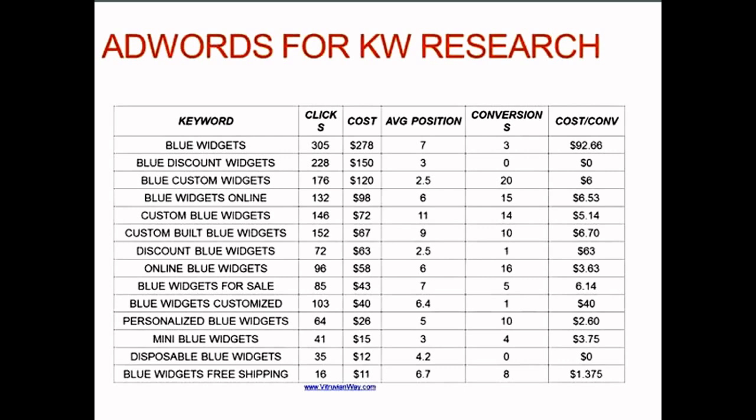If even 6, because remember, the lower you rank, the cheaper the clicks, the farther you can stretch that testing budget. So, sure, you could rank number one and get a lot of traffic really fast, but you're going to burn through your budget 3 to 5 times faster than if you're bidding in the 4 or 5 position.